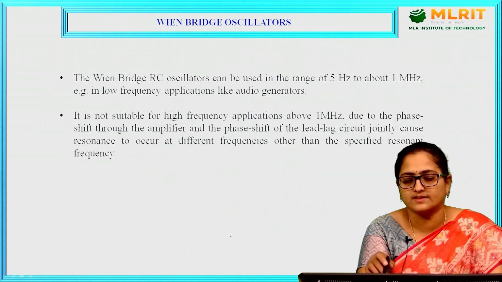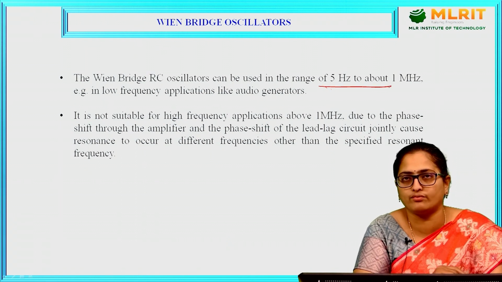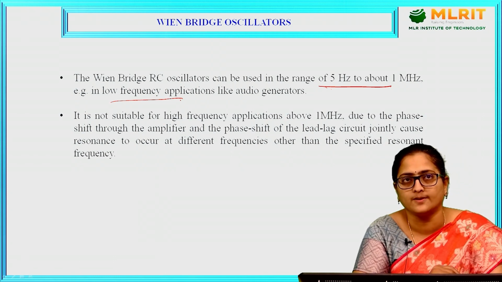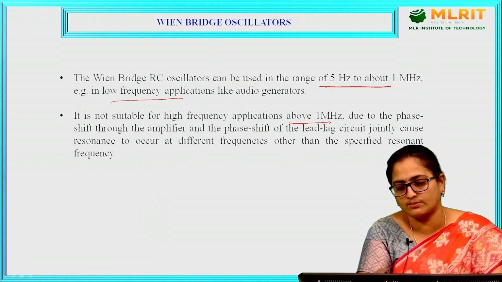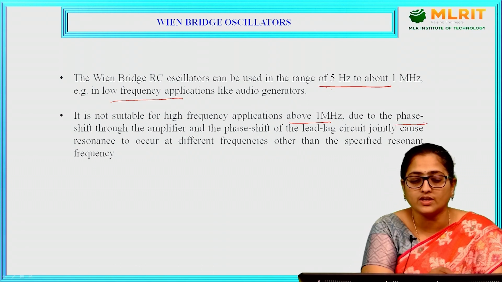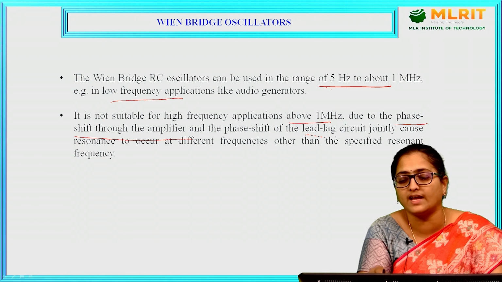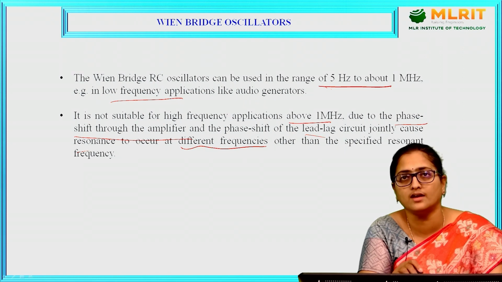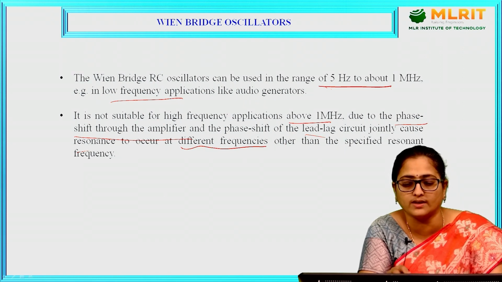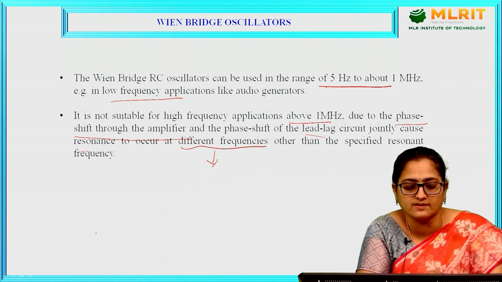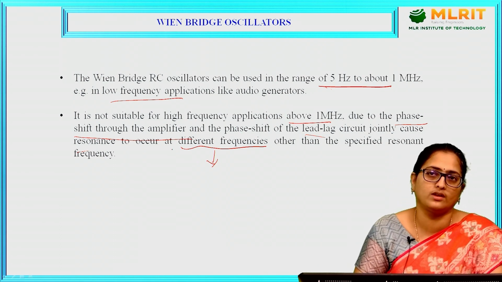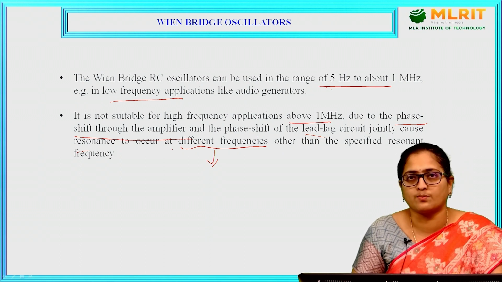The Wien bridge oscillator circuit can be used in the frequency range of 5 Hz to 1 megahertz, that is, in low frequency applications like an audio generator. It is not suitable for high frequency applications above 1 megahertz, due to the phase shift through the amplifier and the phase shift of the lead-lag circuit jointly causing a resonance to occur at frequencies other than the specified resonant frequency. As it is not giving exact resonance at the exact frequency, this circuit is not suitable for high frequencies. It is suitable only for low frequencies because of its resonance problem.